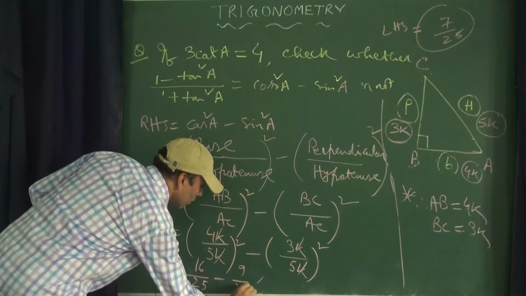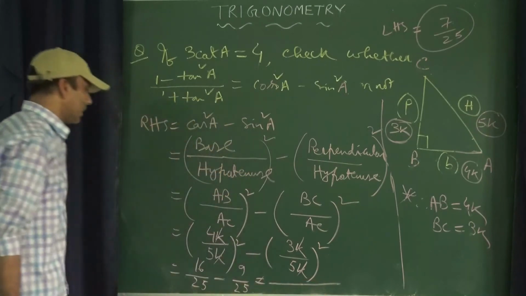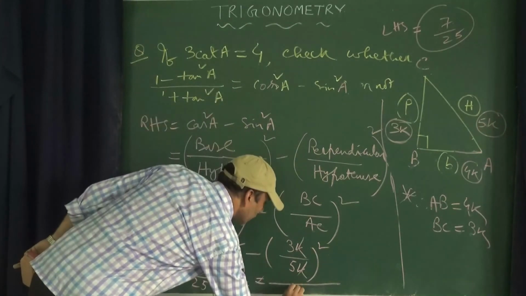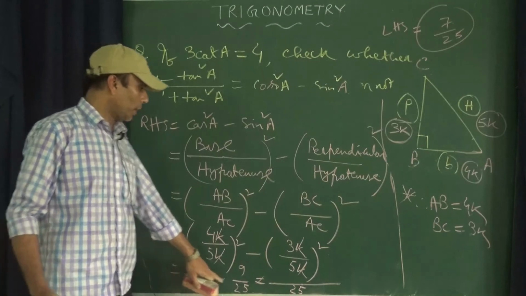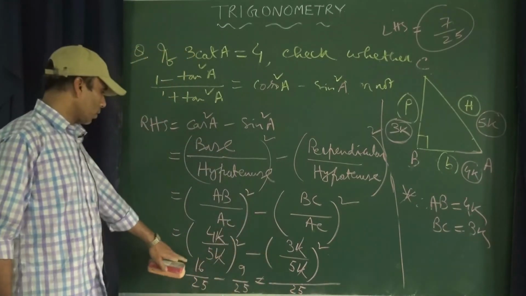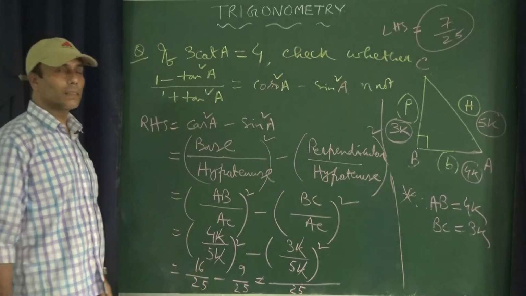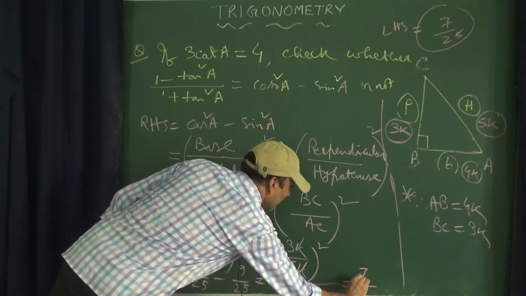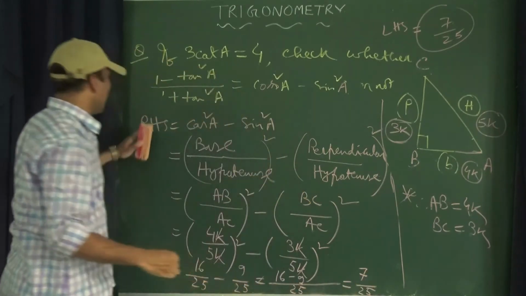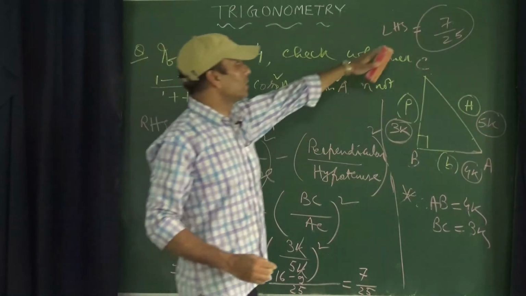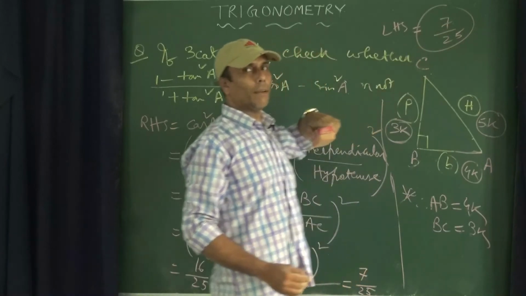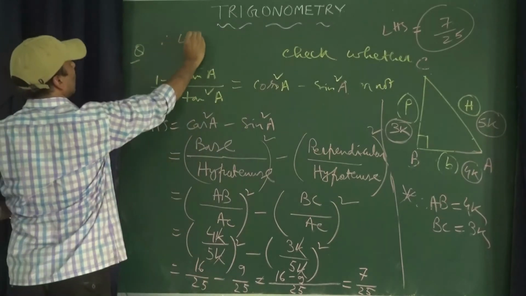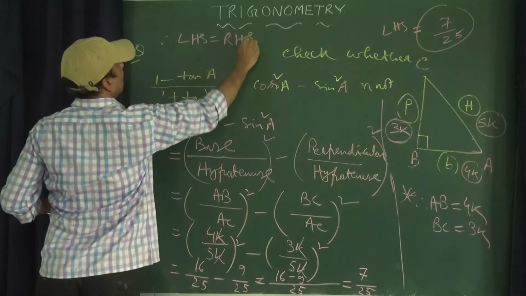Now can you take LCM? Yes, we can take LCM. LCM of 25 and 25 is 25 itself. Since the denominators are the same as the LCM, the numerators also will remain the same. We will get in the numerator 16 minus 9. So 16 minus 9 is 7 by 25. So RHS after calculation we have got 7 by 25, and LHS also we got 7 by 25. Therefore LHS equals RHS.